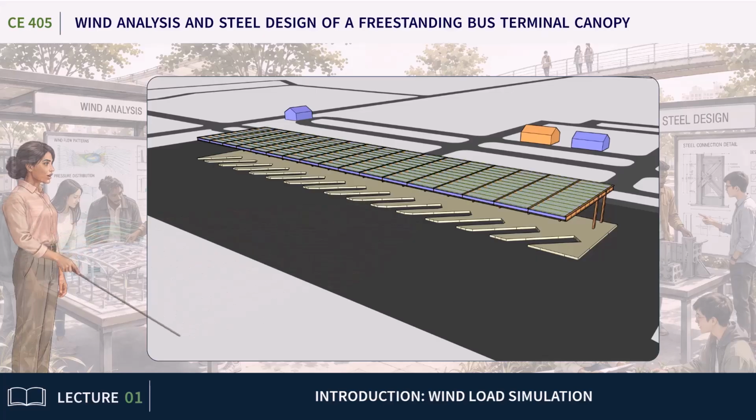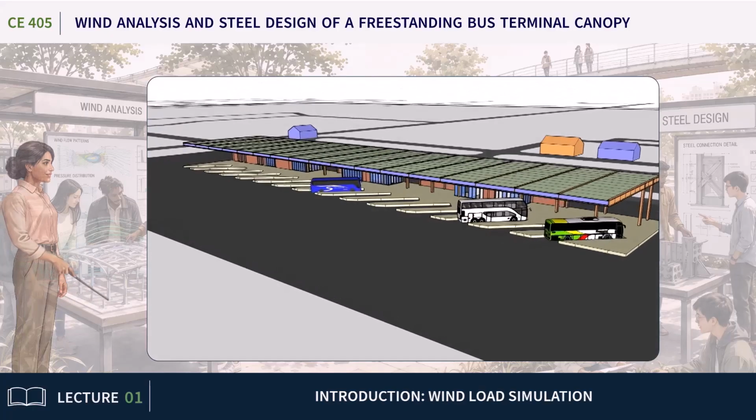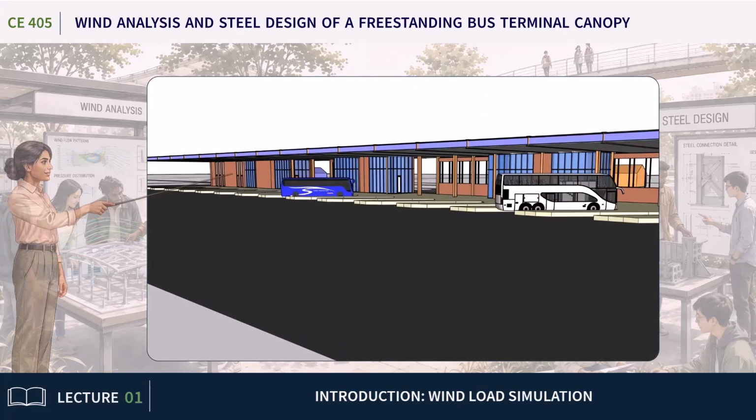The roof and ceiling are made of flat aluminum plates. And enclosed areas beneath the canopy form offices and waiting rooms.